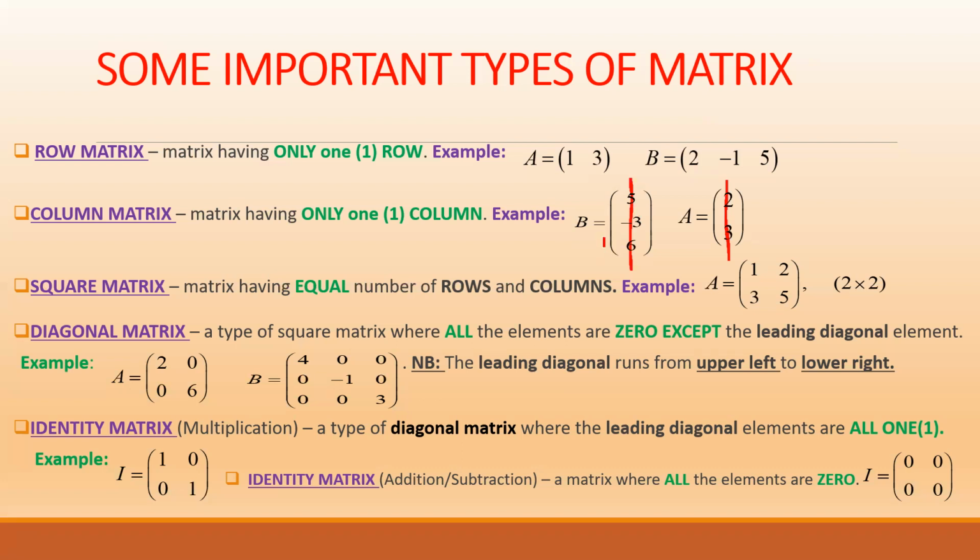When you start to do vectors, you'll also learn that a column matrix is also a column vector. However, just know that a column matrix has only one column. Okay, guys?